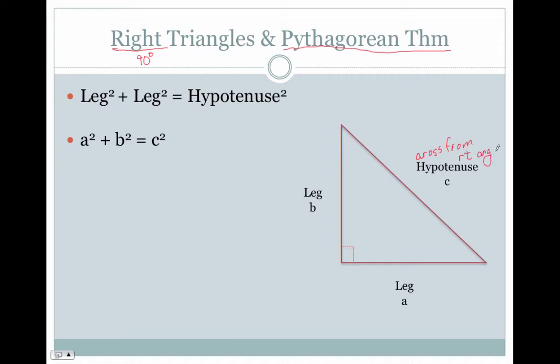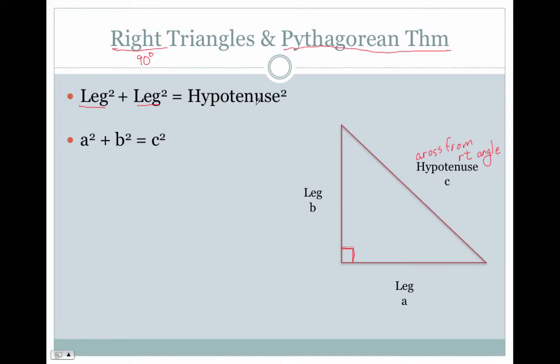I'd probably ask that in class. And then these two, the other two that are next to the right angle, are called legs. They're attached to this right angle. And what the Pythagorean theorem really says is if you take a leg and square it, and a leg and square it and add it together, you'll always come up with the hypotenuse squared. Later in the year we'll find out why, but for now we'll just use it.